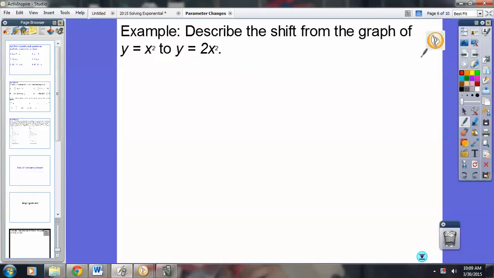So when we graph quadratics today, we're going to compare them and see what the different numbers are doing, or what effect they have on our graphs. The first 2 that we're going to compare are on my screen. If you would copy down these 2 onto your notes, please. It says y equals x squared and y equals 2x squared. We're going to compare these 2 graphs.